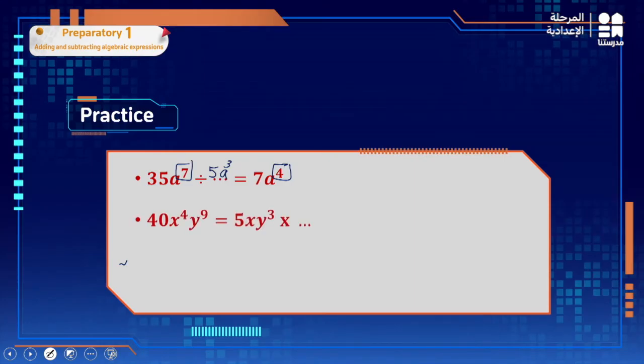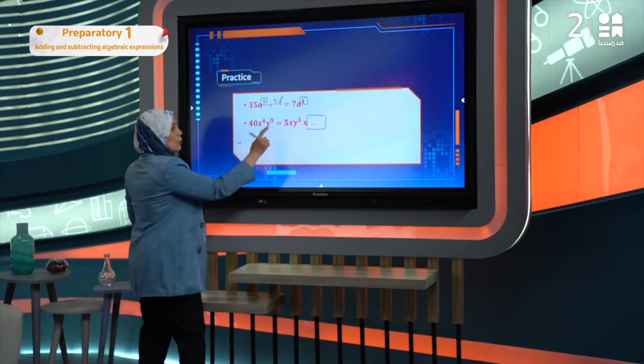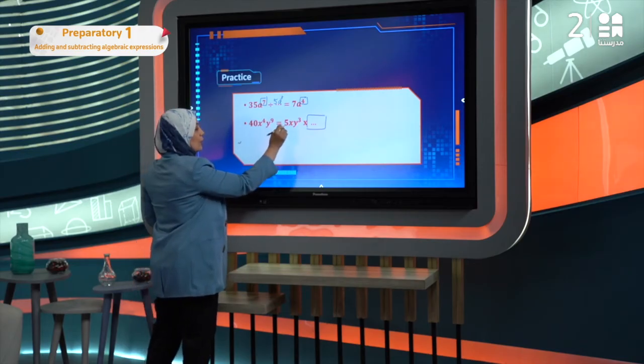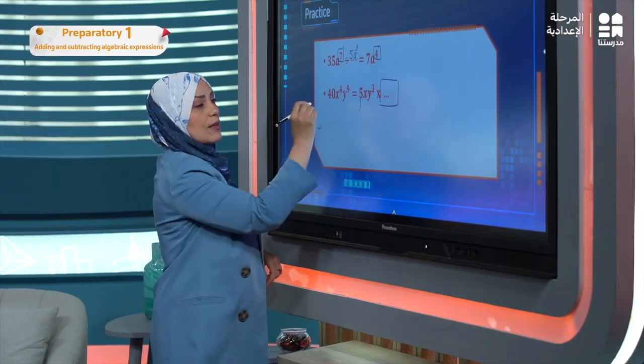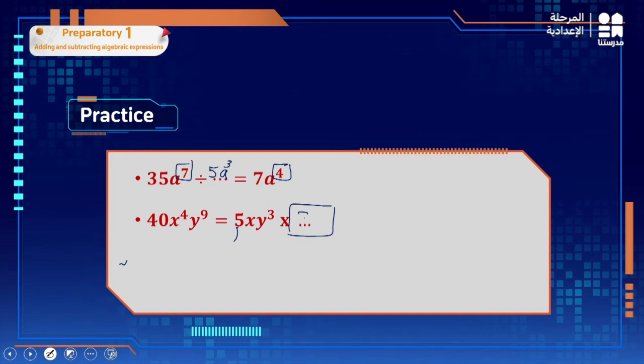40x to the power of 4, y to the power of 9 equals 5x y to the power of 3 times what? So here we have, I need another factor here. I'm going to start with 5. How can we convert this 5 to be 40? 5 times what is 40? 5 times 8. Then this x, it doesn't have an exponent. That means x to the power of 1.